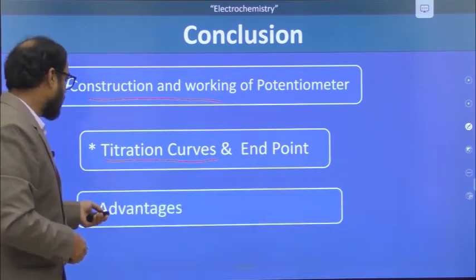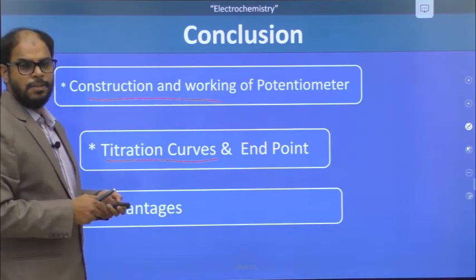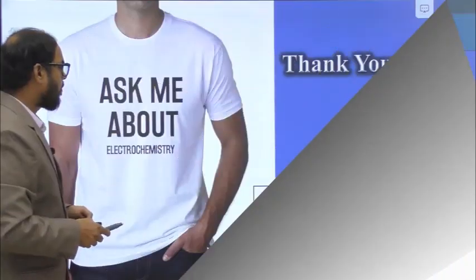And we have also taken some of the advantages of this potentiometric titration. That's all from my side.